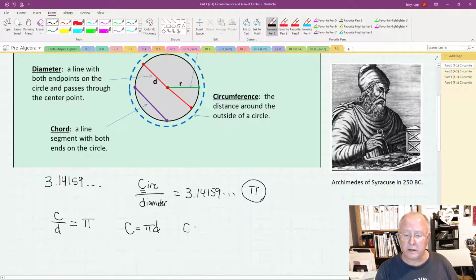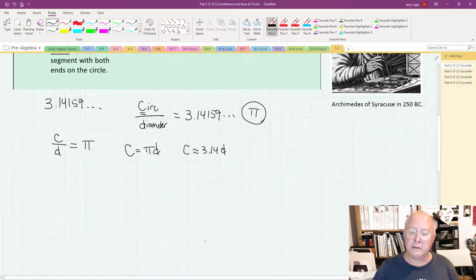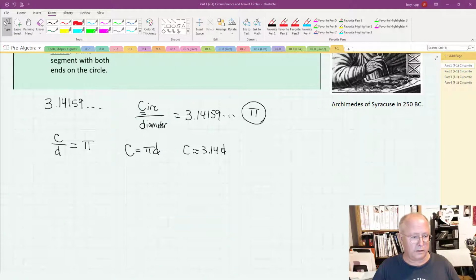Now, we can say that the circumference is actually approximately equal to 3.14 times the diameter. These wavy lines right here are the approximately equal to symbol, okay? So remember that. It's a temptation. I fall into it myself a lot of times. You just get to writing C is equal to 3.14 times the diameter, and then that's the answer. All right, just be aware that that's not the answer. That's an approximation of the answer. Let us move on.